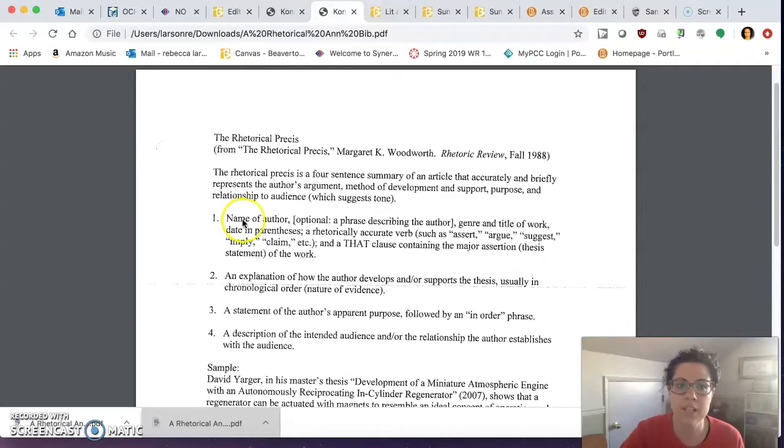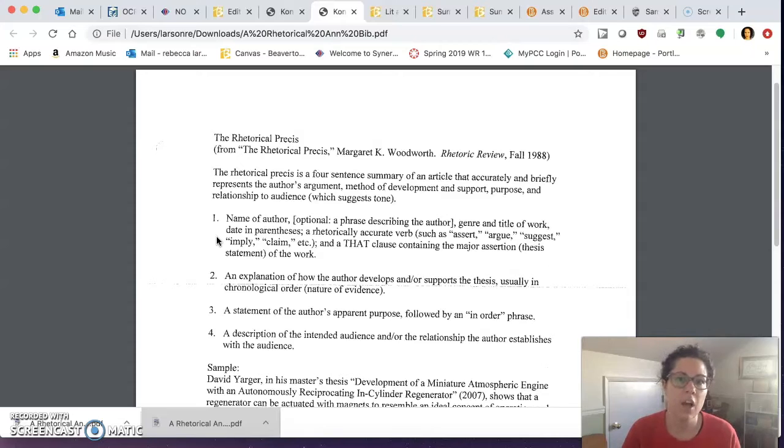For your first sentence, you're going to have the name of the author. You might have a phrase describing the author, genre, the title of the work, the date in the parentheses, and a rhetorically accurate verb, and that's why I gave you the active verbs for discussing ideas. Remember when we talked about accurate verbs, the goal is not to just throw a word in there in order to make yourself sound smarter. The goal is for me to understand, as your audience, are you reading this source correctly?